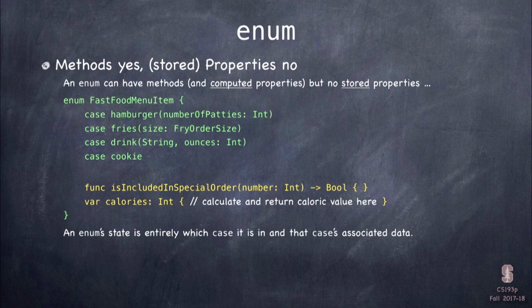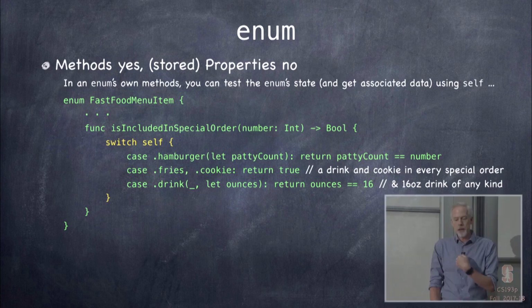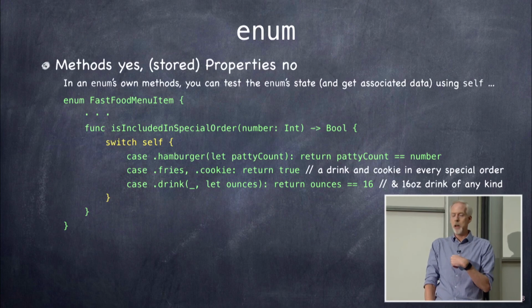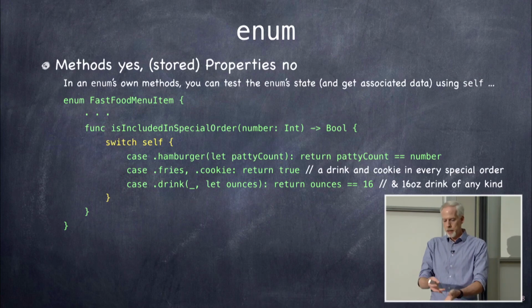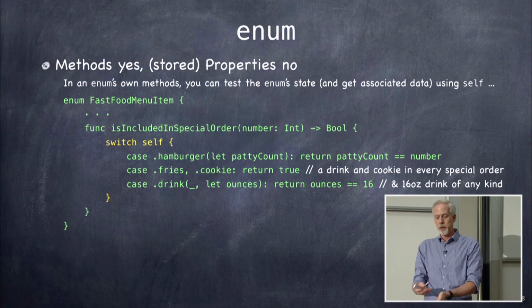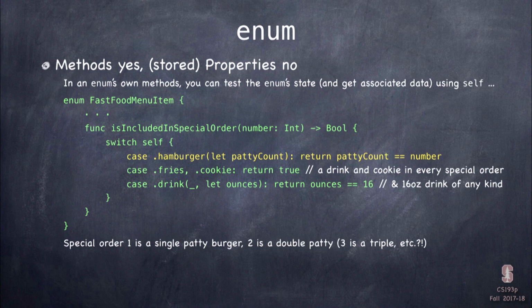Now, if you're writing a func like this one that is included in special order number 1 or number 2 or whatever, then you can get your own associated data using switch on self, because I'm inside the enum's implementation here, right? So I can switch on self, and then I can get my associated data out so I can calculate my calories, or in this case, I'm calculating whether a hamburger with 2 patties is included in special order number 2, and my code here says yes, because special order number 1 is a single burger and special order number 2 is a double.